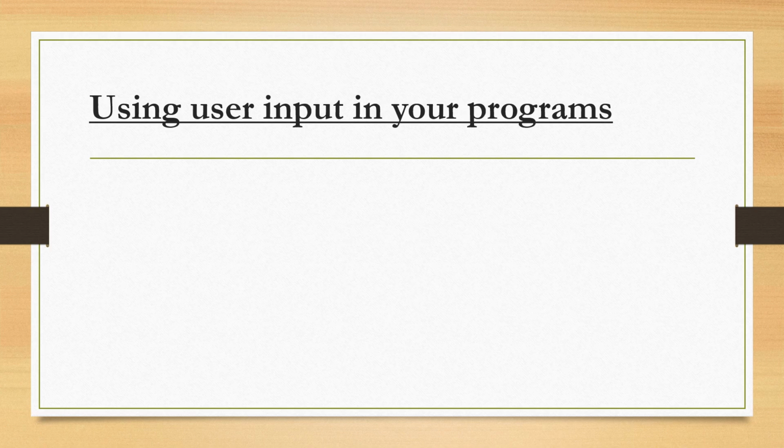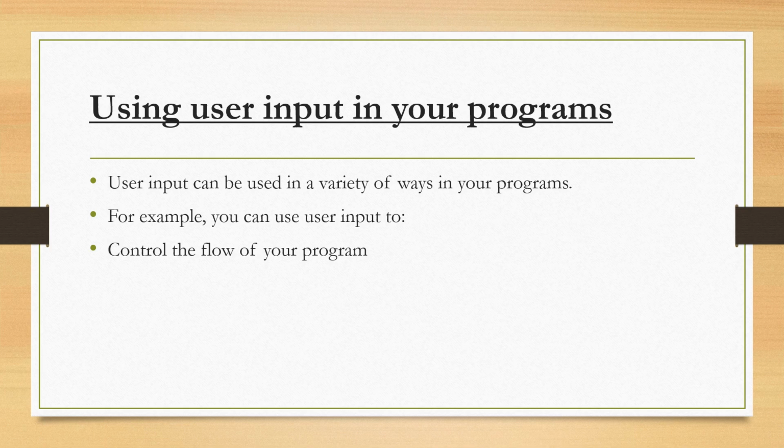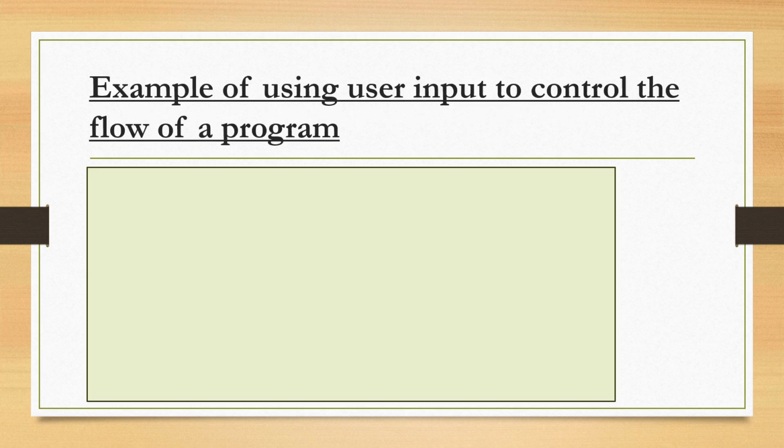Now, using user input in your programs. User input can be used in a variety of ways in your programs. For example, you can use user input to control the flow of your program, get the user's preferences, or play a game with the user. These are the purposes where we can use user input. Now we are going to see one example of using user input to control the flow of a program.